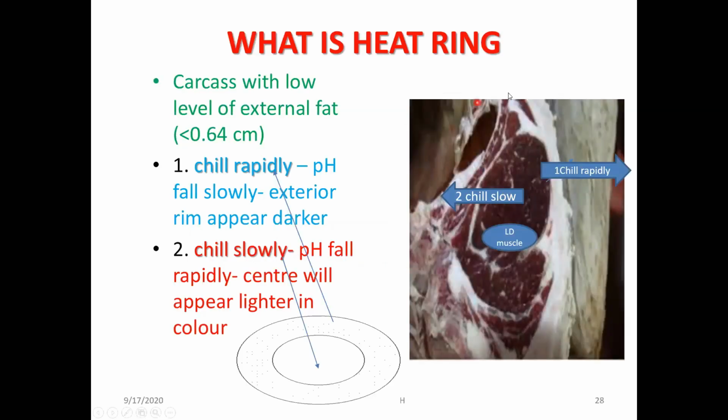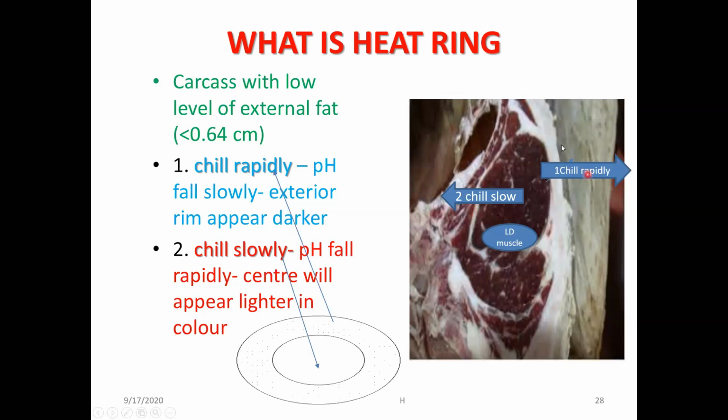So what is heat ring? This is mainly seen in carcasses with a low level of external fat, say less than 0.64 centimeter. The outer ribeye area will chill very rapidly, because if fat is there, it will act as an insulator, so the coldness will not come faster. But since the external fat is very less, it will chill very fast.